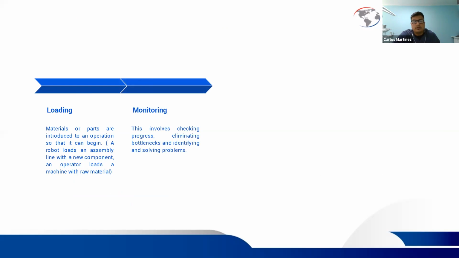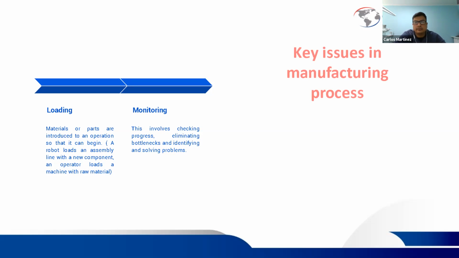Monitoring. This involves checking progress, eliminating bottlenecks, and identifying and solving problems. A bottleneck, as you know, and it is also used in traffic sometimes, is when too many things try to go into a single area and nothing advances because a bottleneck is produced. So this has to do also with the production part. Somebody needs to load what is needed to produce. Somebody monitors that there are no bottlenecks and no problems, and if there are, identifies and solves them. So these are also two steps that are key in the manufacturing process.